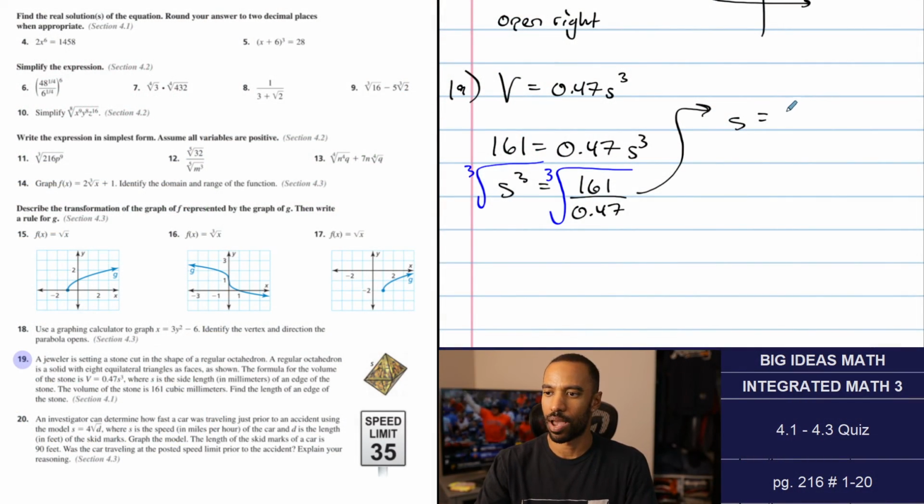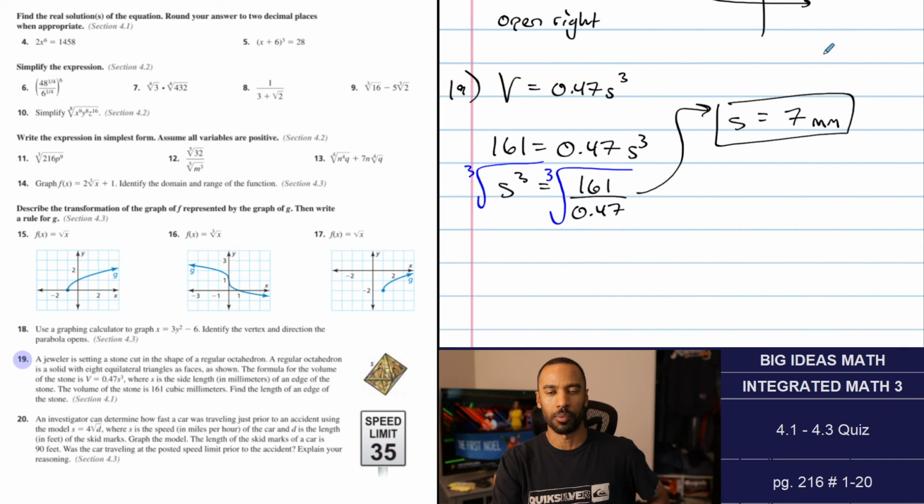To cube root, we can raise it to the 1/3. Let's do that. 161 over 0.47 to the 1/3 power. Kind of like what we did on the previous problem that you see above. And this is 6.996. You're looking at 7, right? It's about 7 millimeters. Was this everything in millimeters at the time? I need to make sure. Yes, it was. So S is around 7 millimeters. I'll just say 7. That's clearly what they were going for.